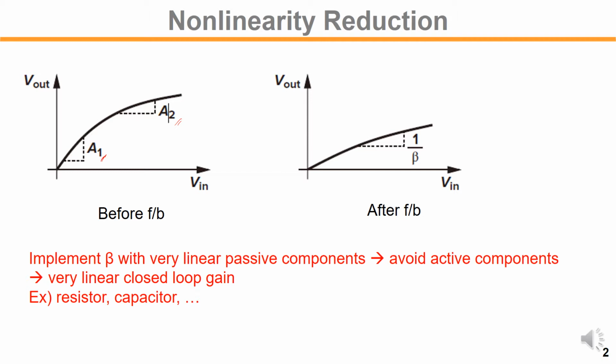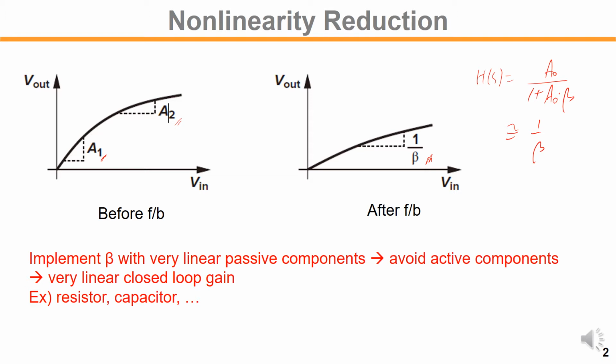But after your feedback is applied, your closed loop gain is what? H of S is A0 over 1 plus A0 times beta. So if A0 is large enough, then we can make it close to 1 over beta. So after feedback is applied, your overall gain is close to 1 over beta, regardless of the A0 nonlinearity. So the overall nonlinear characteristic is suppressed greatly, right?